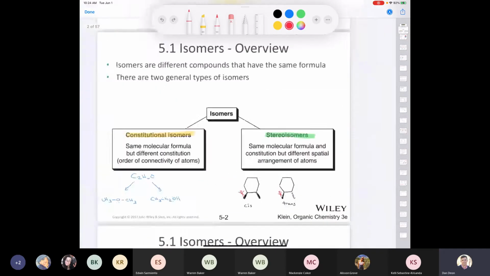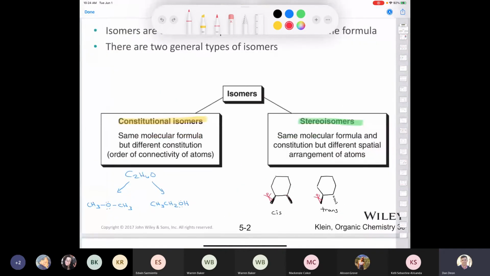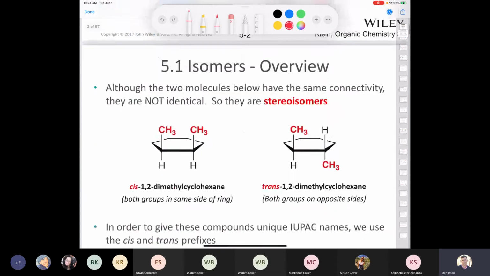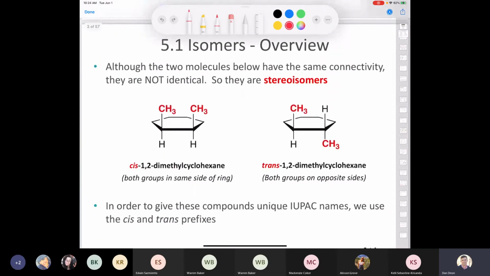So we say that these molecules, the cis and the trans 1,2-dimethyl cyclohexane, are stereoisomers. They have the same molecular formula. They have the same constitution or connectivity, right? But they have a different spatial arrangement of atoms. So the 3-dimensional arrangement of the atoms is different, and that's what makes stereoisomers. So that's what I have shown here. Now we're just using Haworth projections for our cis and trans 1,2-dimethyl cyclohexane. So again, just to recap what we just covered, these 2 molecules both have the same connectivity. They both have 2 methyl groups in a 1,2 arrangement on that 6-membered ring, but they're stereoisomers.